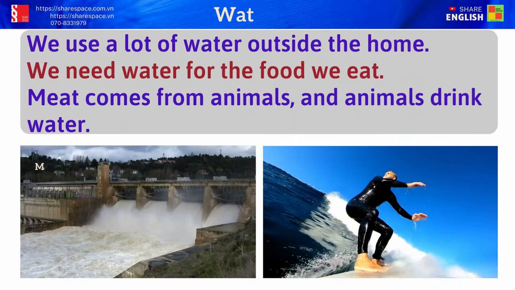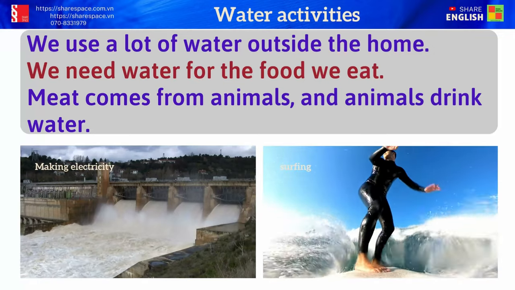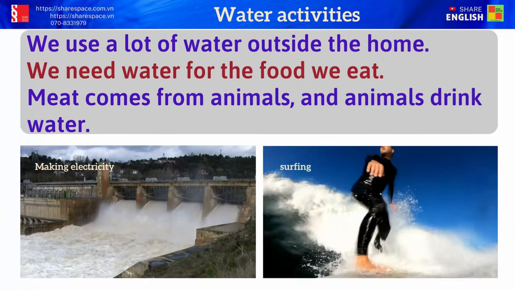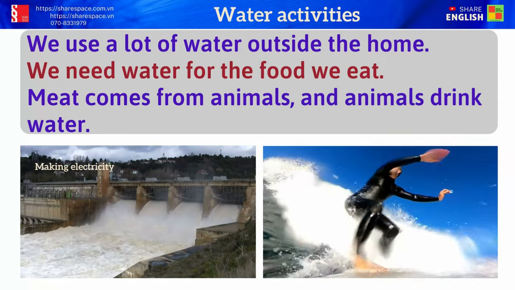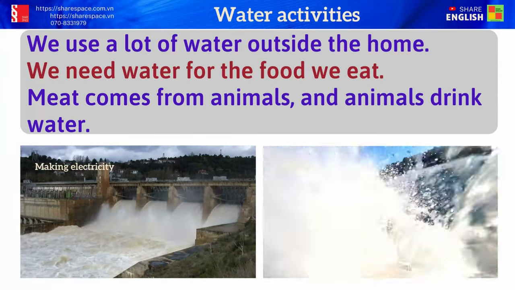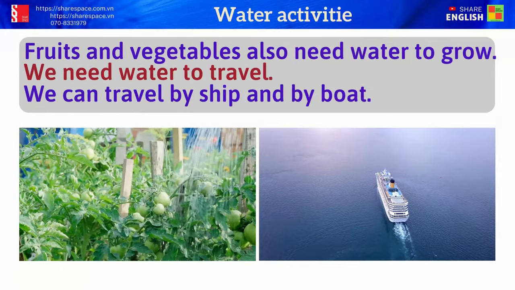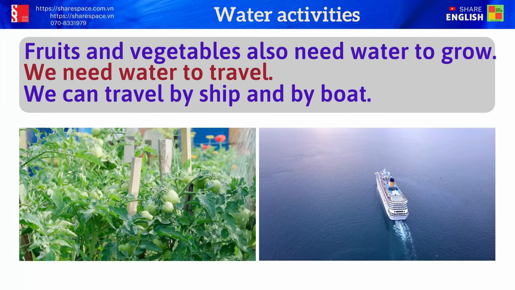Four. Water activities. We use a lot of water outside the home. We need water for the food we eat. Meat comes from animals, and animals drink water. Fruits and vegetables also need water to grow.